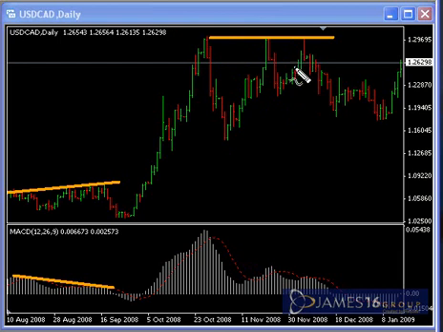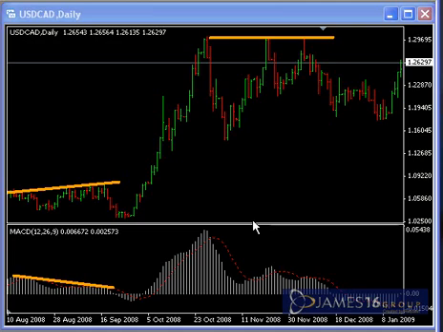And then we got a third test here. So we had 3 tests of the same area, but look what happened with our MACD. It was still moving downwards, suggesting that price didn't have enough momentum to go higher. So again, at these areas, if we get price action and divergence, that's a great signal.